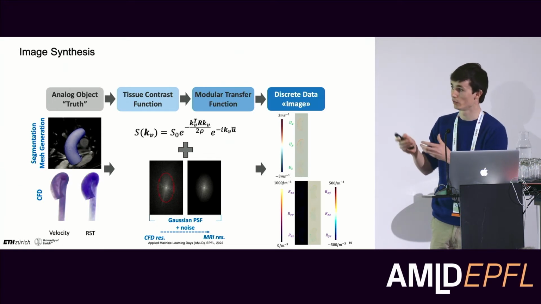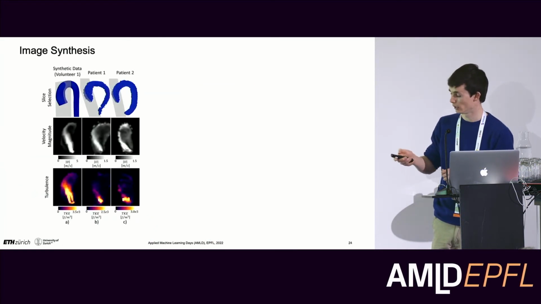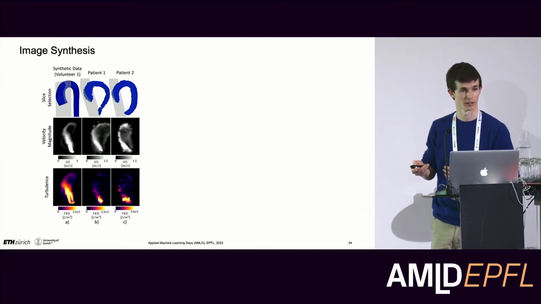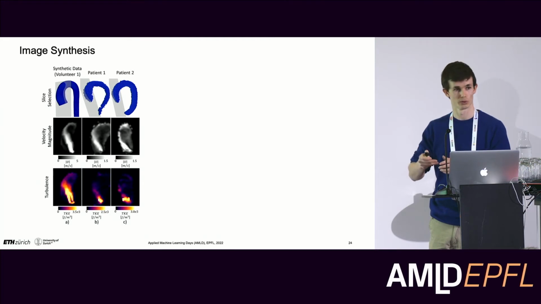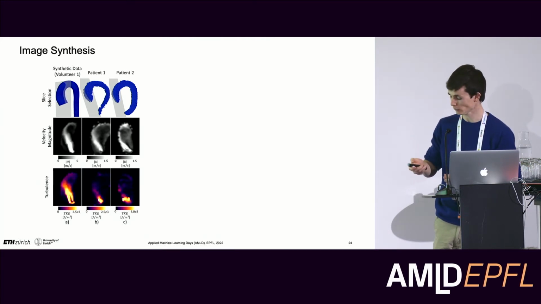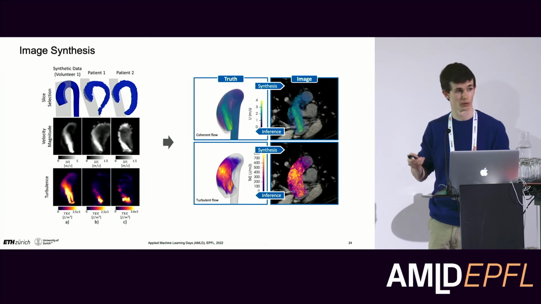But just to give you an idea of how it compares to real clinical data, I just want to show you this image. On the left side, you have our pipeline. And on the two right columns, you have two patient-specific data sets that were acquired with an MRI. And we see that our synthetic velocities and turbulence present features that are similar to what we would expect in real medical data. So we have some confidence that what we are generating is close to what we would obtain in reality. And this is important because that's the whole goal of what we want to do here.